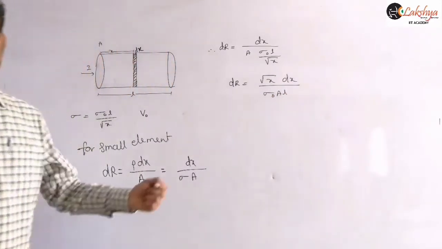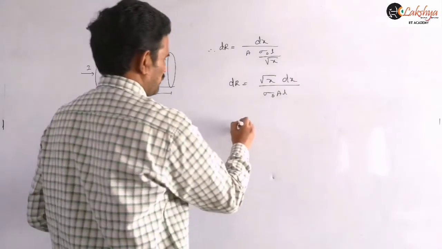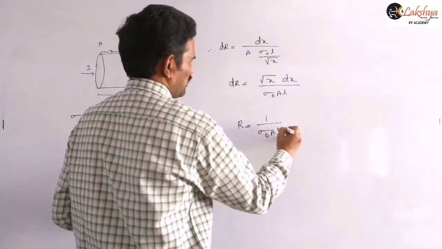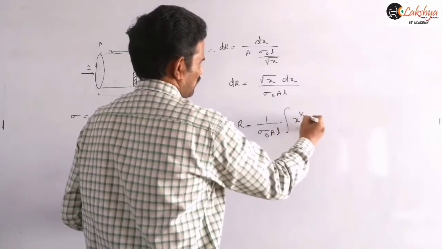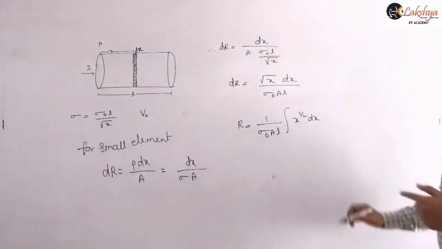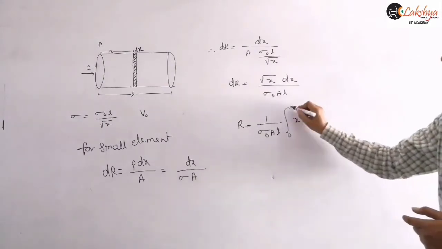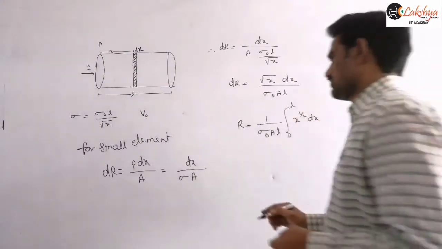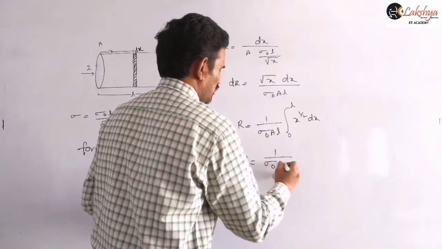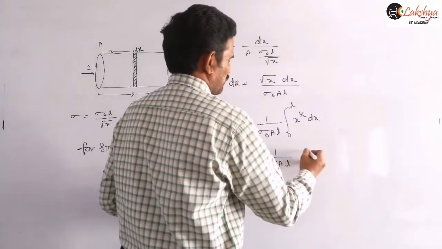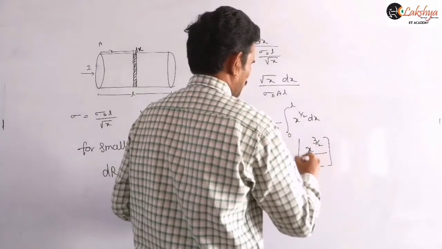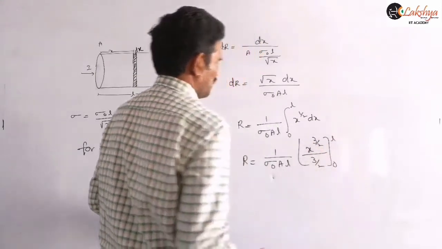To get the total resistance, we just need to integrate this. Therefore, R is equal to 1 by sigma naught into A into L, integral of x power 1 by 2 dx. Now, the x value varies from 0 to L, because from one end to the other end we need to integrate here. And using the x power n formula, we can write R is equal to 1 by sigma naught into A into L, and this is x power 3 by 2 by 3 by 2, from 0 to L, right?